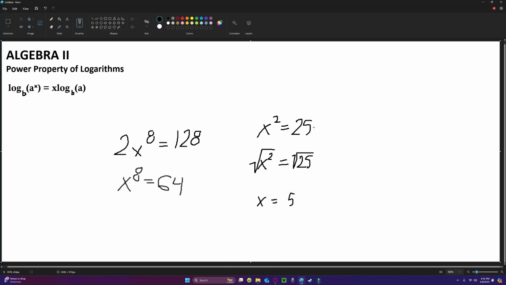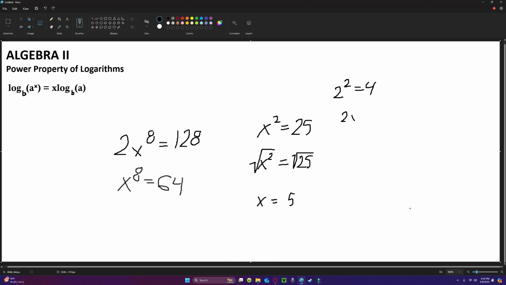So a power is just multiplying something by itself that many times. So 2 squared equals 4, because 2 times 2 equals 4. There's two 2's. 2 to the third power equals 8. There's three 2's. 2 times 2 times 2 equals 8.